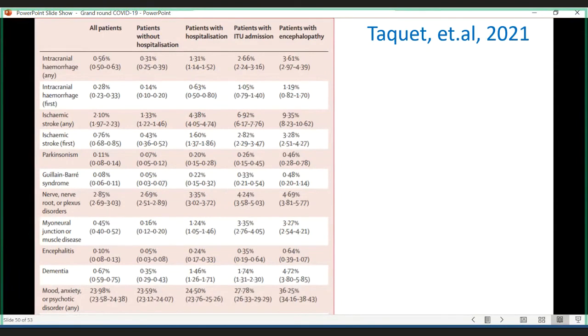On this table, they were comparing the occurrence of the same neurological complications, but this time depending on the severity of the COVID infection. So they classified the patients as mild disease where the patient did not have to be hospitalized, versus patients who have been hospitalized or admitted to the ICU, or patients who developed altered mental status. And we can clearly see that the more severe the disease, the more chance of developing neurological complications. And this is true for all the complications as shown here.